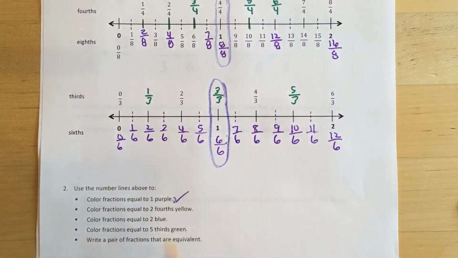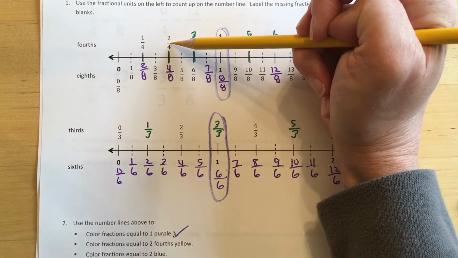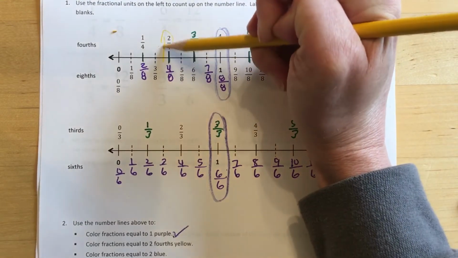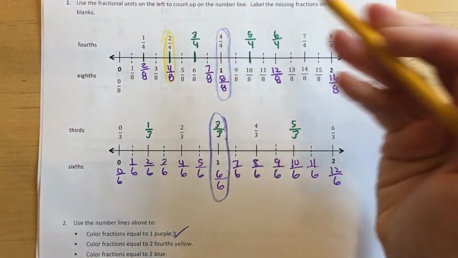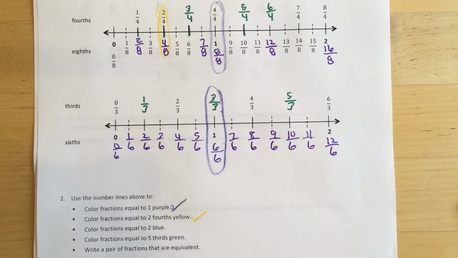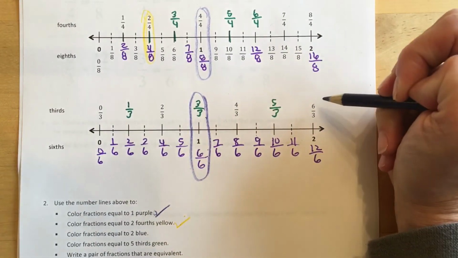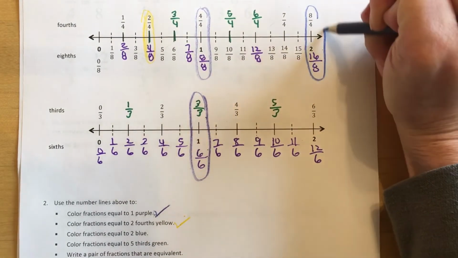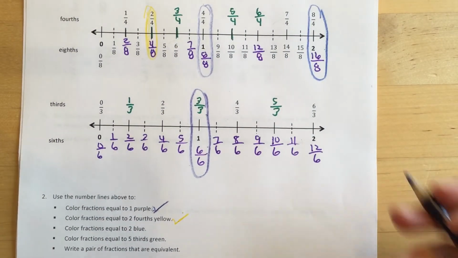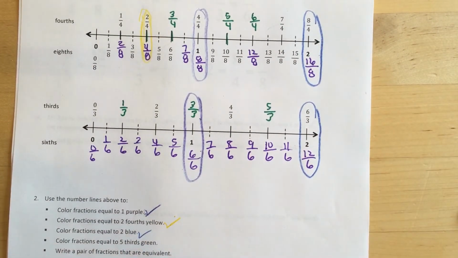Now it says color fractions equal to 2/4 yellow. Well, let's find 2/4 on my number line. If I go back up here, 2/4 and 4/8 are equal. Okay, so I did that. Color fractions equal to 2 blue. So if I take my blue, I know that 2 is where we ended our number line. So 8/4 and 16/8, those are equivalent to 2. And 6/3 and 12/6, those are also equivalent to 2.